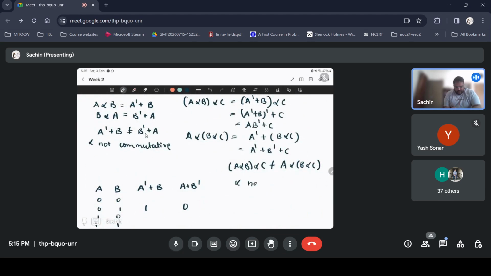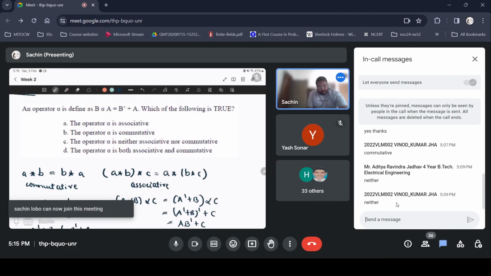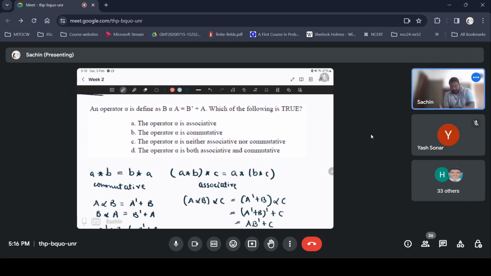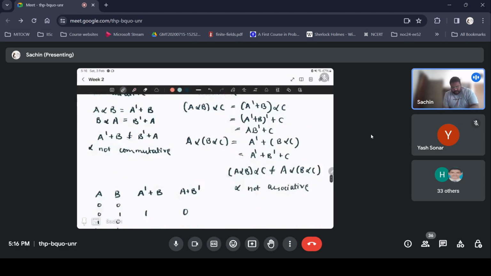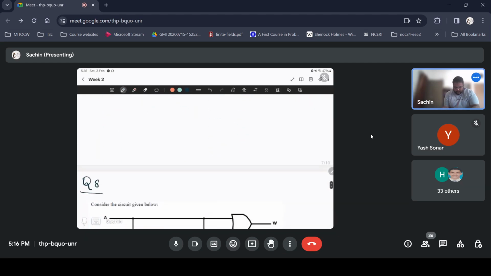Alpha is not associative. So it's neither associative nor commutative. I think someone actually gave the answer. Yeah, Aditya, Ravindra, and Vinod Kumar both have said it's neither. Yes, it's neither. Neither of those properties hold. So it's option C.